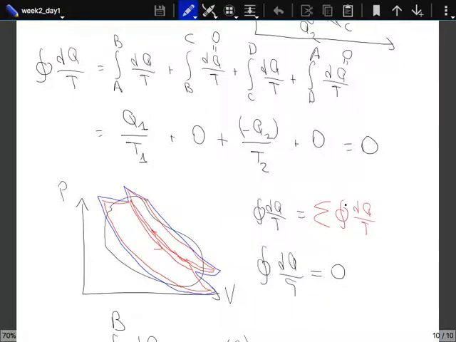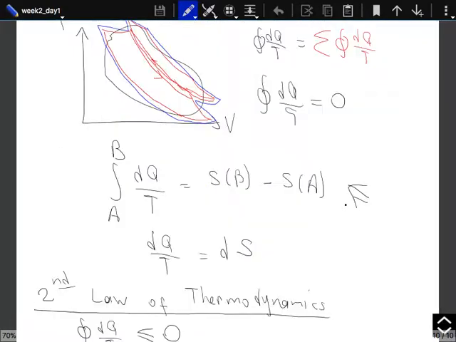Similarly here, since the integral of this function around the closed path is zero, we can define what's called a thermodynamic potential. This is called the entropy. The basic idea is if we integrate dQ over T from a point A to the point B, we will say that this is the difference of the entropies between the states of the system when the system is at state A and in state B. And the fact that the integral of dQ over T around any closed path is zero just tells us that this integral is independent of the path.